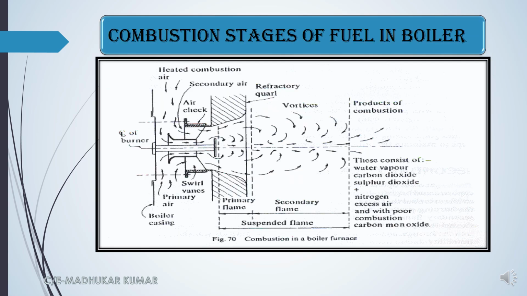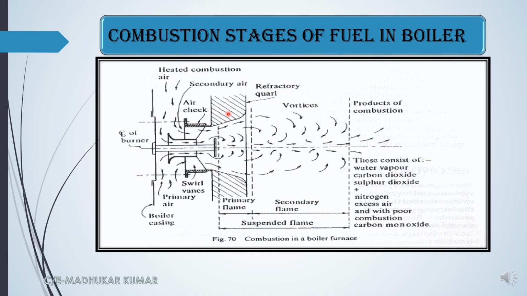Now we will discuss about the various combustion stages of fuel in the boiler. Now I will show you the diagram. In this diagram, it is explained in a better manner. You can see here, first of all, we will see what are the major parts of it. As you can see, this is the complete boiler burner assembly. Here, this is your boiler casing in which the boiler burner assembly is being fixed.